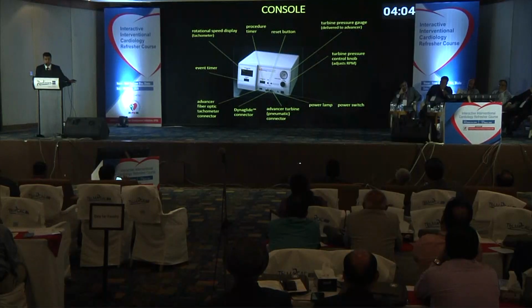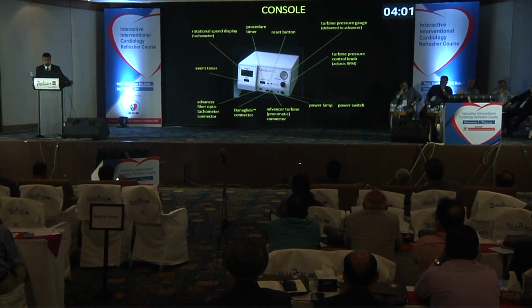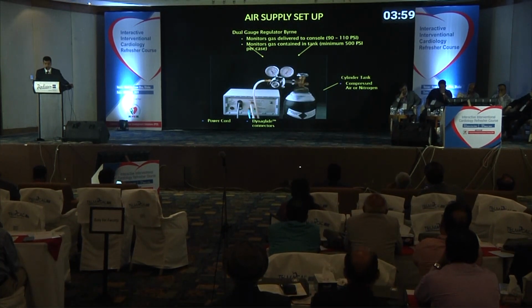The rotabar is a diamond tip bar ranging from size 1.25 to 2.5. The console has different parts. The most important is the speed meter or the speed display, which we generally prefer to keep around 135 to 180,000 revolutions per minute. And there is an air supply setup and a guide wire. There are two types of guide wire, the rota wire floppy and extra support wire. But we can use the PTCA wire and then exchange it using a microcatheter. And then there is a Dynaglide.